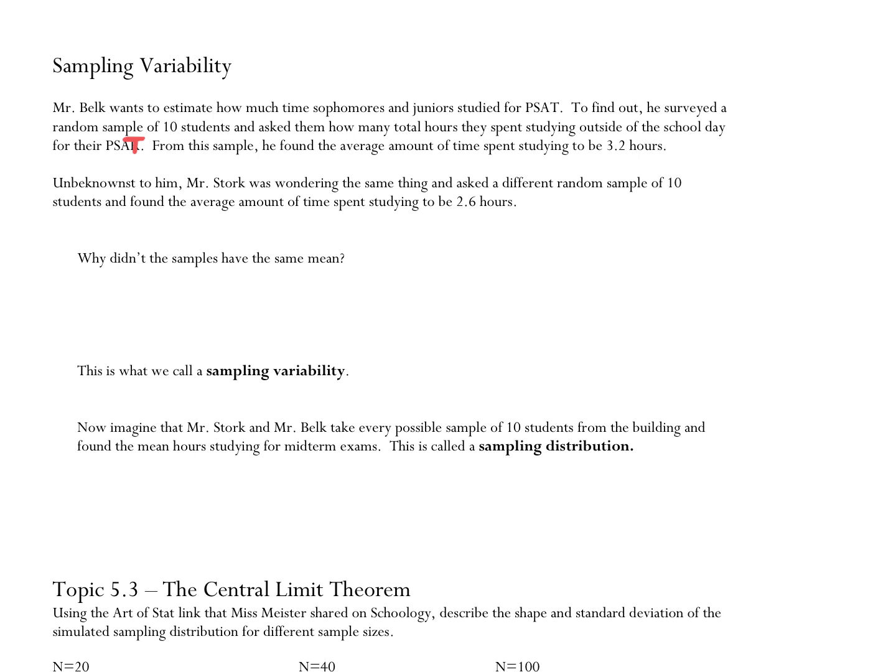All right, so let's go ahead and say Mr. Belk and Mr. Stork each take different samples where they measured how long sophomores and juniors studied for the ACT. And the average for one sample was 3.2. The average for another sample was 2.6. Why didn't they get the same? They have different samples. And what do we know about samples? Samples are not perfect.